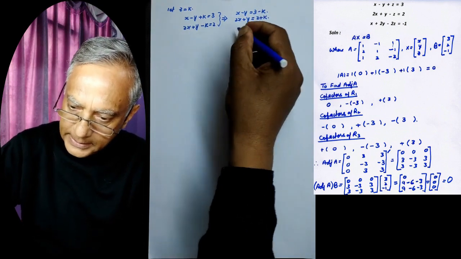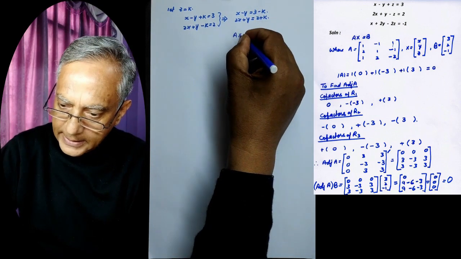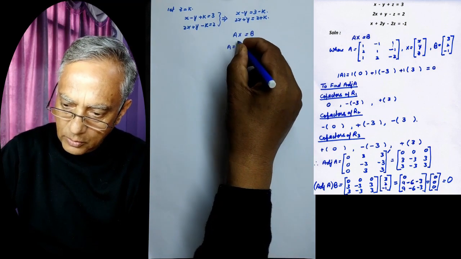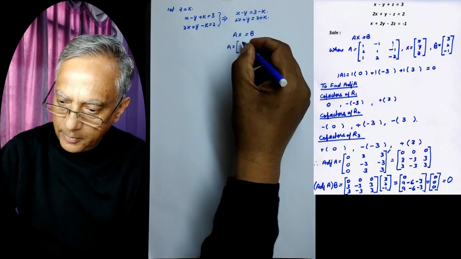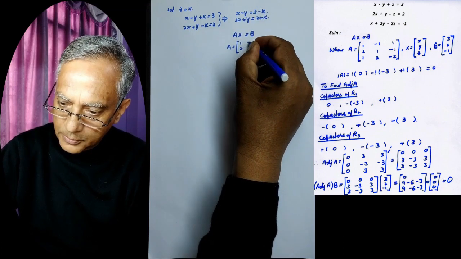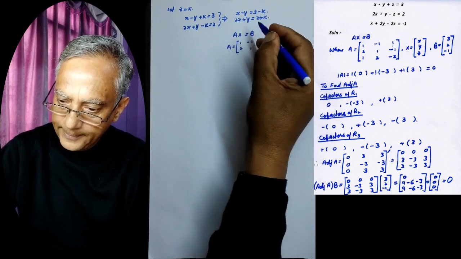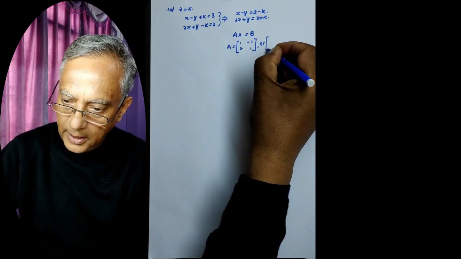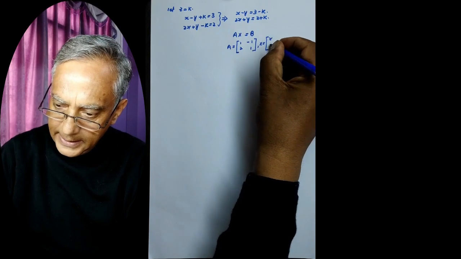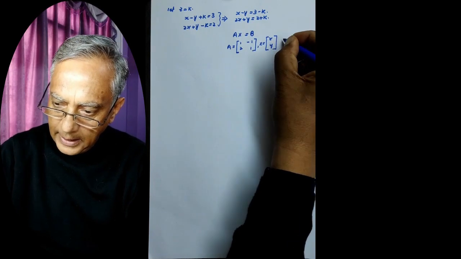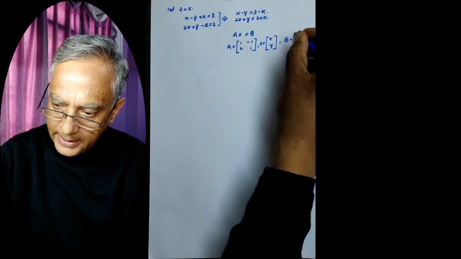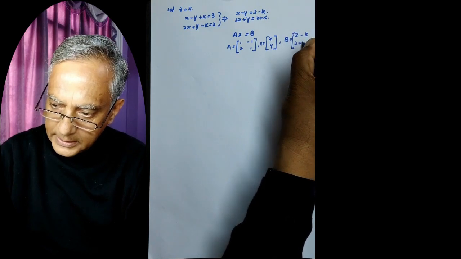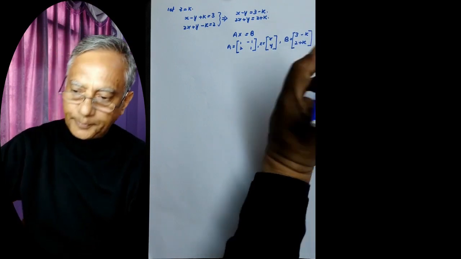So this can again be written as AX is equal to B, where A is the coefficient matrix. The coefficient matrix will be [1 2; -1 1], and X is the variable matrix. Here we have only two variables, x and y. And B is the constant matrix. We have 3 minus k and 2 plus k.